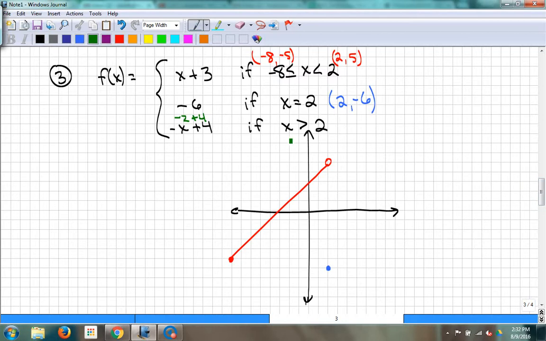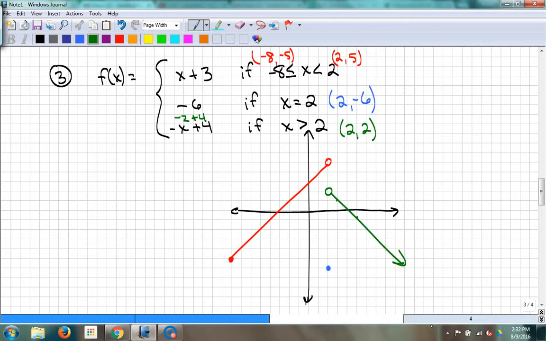The next piece, we'll plug in the 2. That's -2 plus 4, so it will be (2, 2). And this will be an open circle, with a slope of -1. Okay. And there we have that equation graphed.